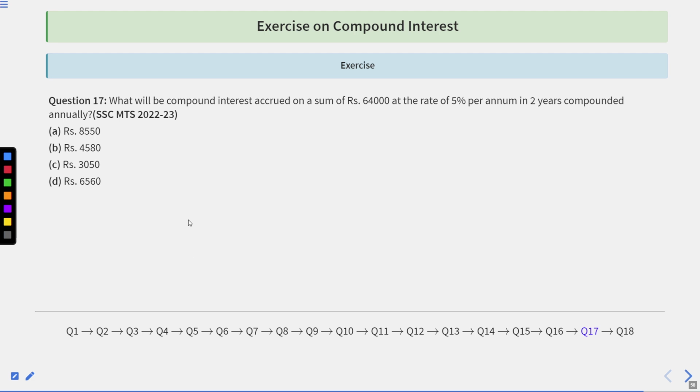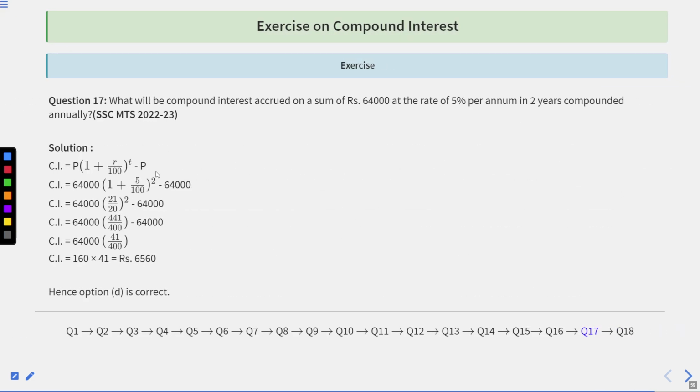Question number 17. What will be the compound interest accrued on a sum of rupees 64,000 at the rate of 5% per annum in 2 years compounded annually? So compound interest is equal to principal into (1 plus R upon 100) to the power T minus P. So compound interest will be equal to 64,000 times (1 plus 5 upon 100) whole square minus 64,000. So the compound interest will be equal to 6,560. So the correct option here is option D.